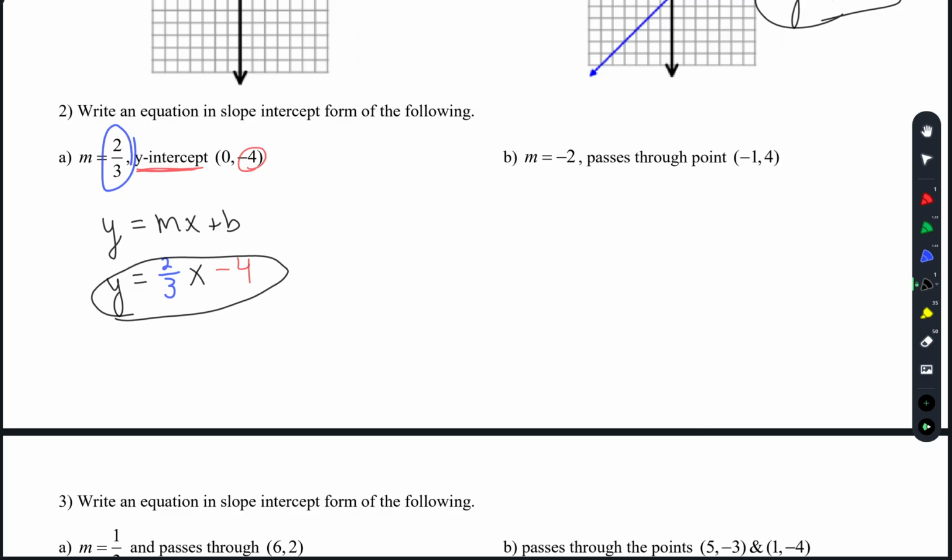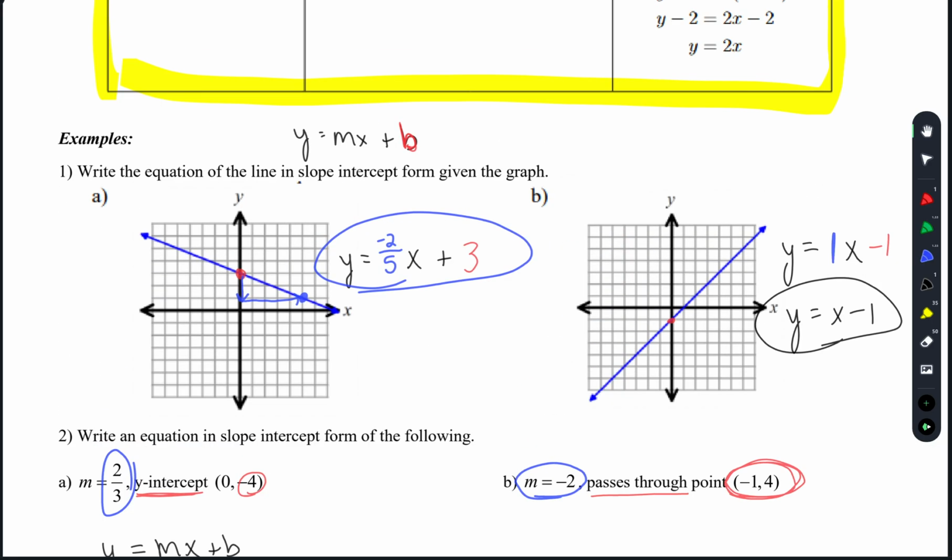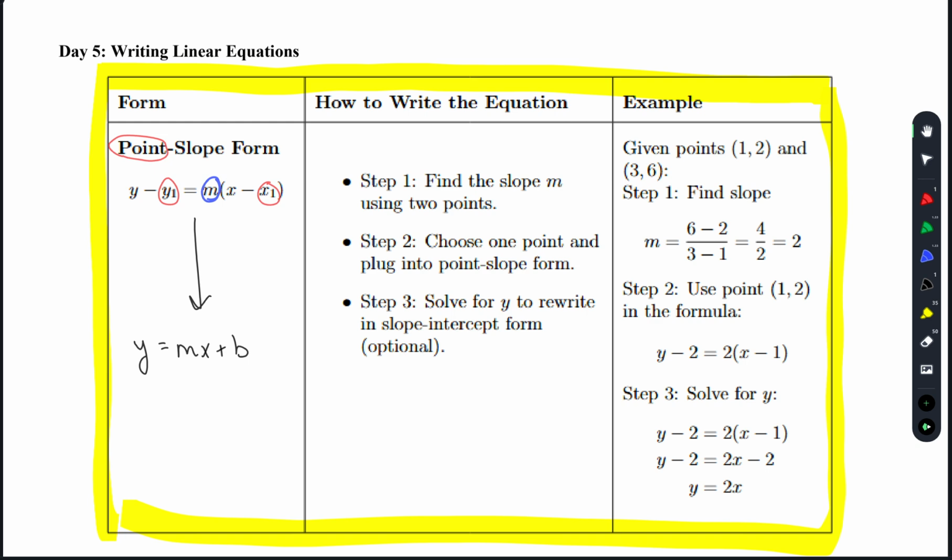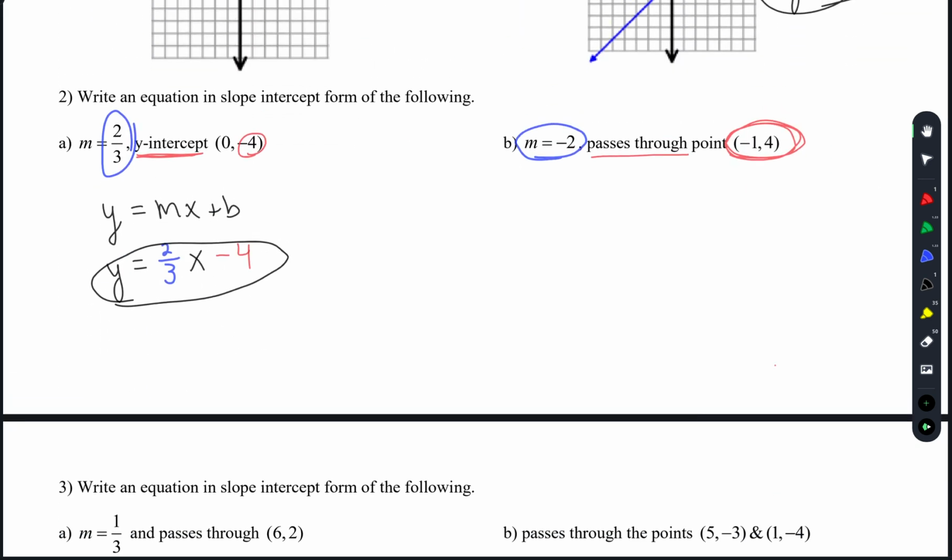The harder ones are when they don't give you the y-intercept and you have to do more work. For this one, you have a passing through point, so you have a point and a slope. You wonder which equation to use. The one with point slope form, right? Point slope form is y minus y1 equals m times x minus x1. What you do is you plug in the x of the point in for the x1, the y of the point in for the y1, and the m is still m, the same slope.